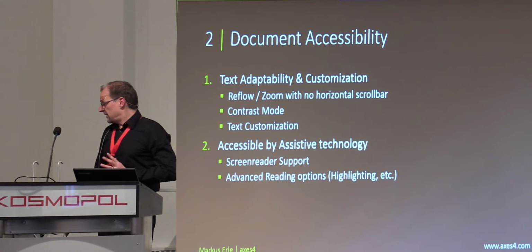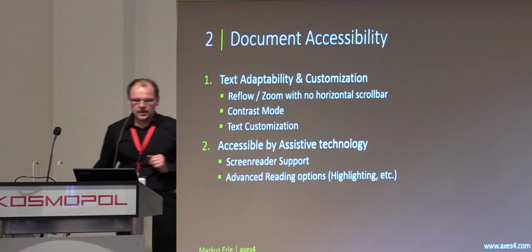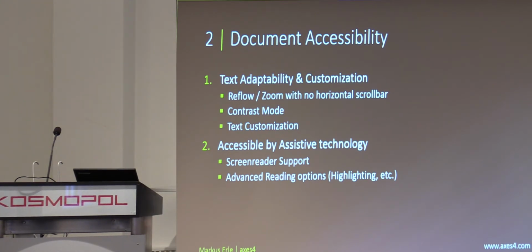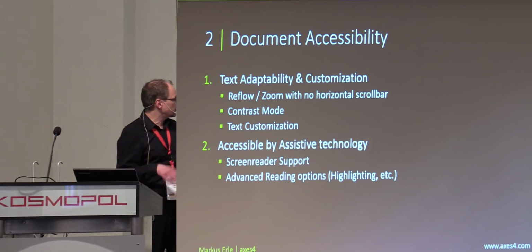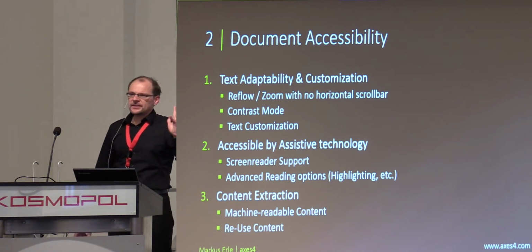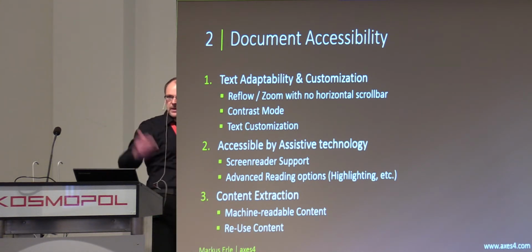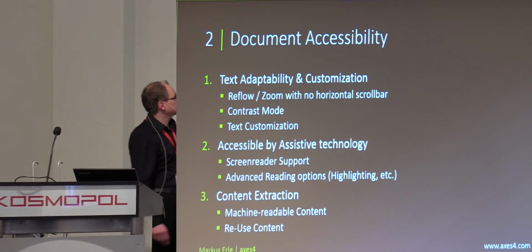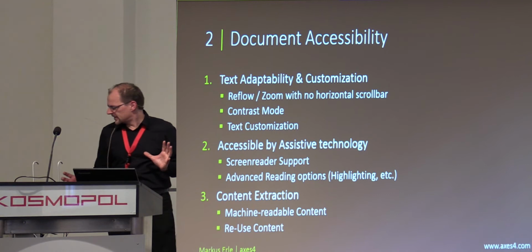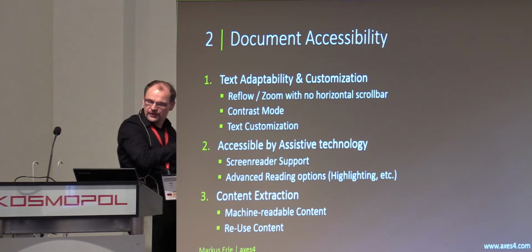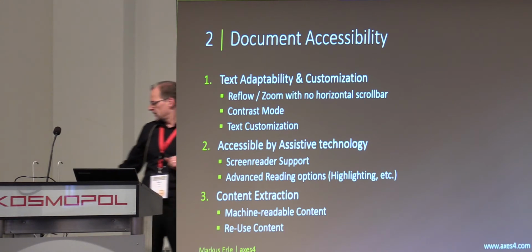The second key benefit is accessibility by assistive technologies, screen reader support, highlighting during the reading, and so on. And we have a third one, content extraction. We heard it also from my speakers before: machine-readable content, reuse of content. That means document accessibility, the key benefits. It summarizes what we have heard this morning and this afternoon so far.